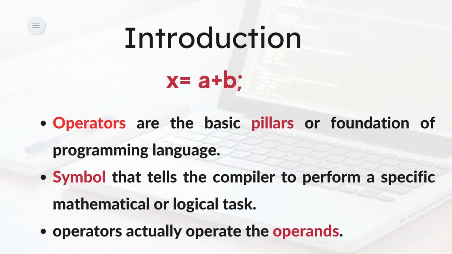For example, you can see here that x = a + b is an equation where the value of x is the sum of a and b. Or we can say that the value of x is the addition of a and b. Here, x, a, and b are variables or operands, but plus and equal are operators that operate to execute or assign to get the value of x.